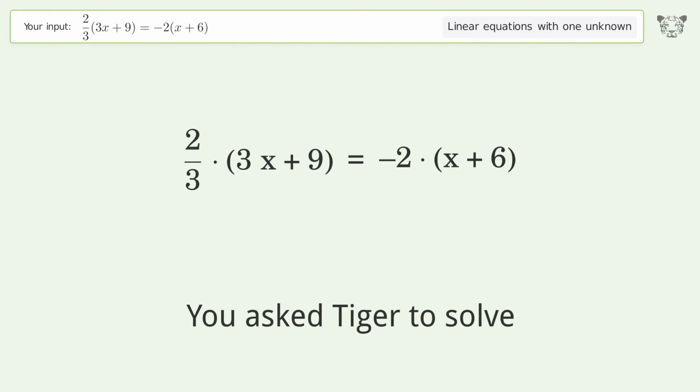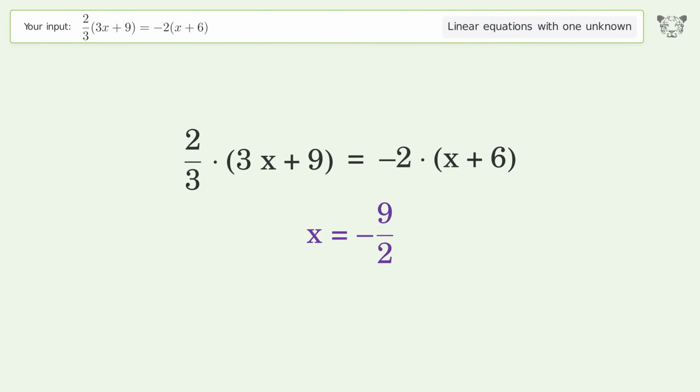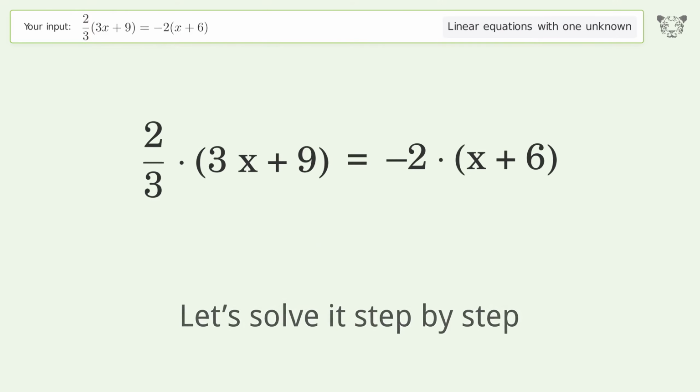You ask Tiger to solve. This deals with linear equations with one unknown. The final result is x equals -9/2. Let's solve it step by step.